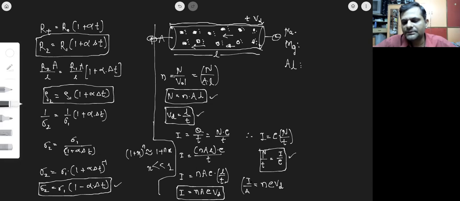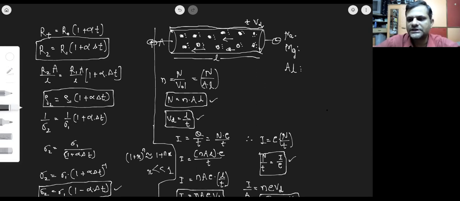And now if we just replace this I upon A by J, which is called the current density, then we can just be able to get that J is going to be equal to N E Vd, which is again a new formula here, which is a relationship between the drift velocity and current density actually. So here, these are the number of formulae which we have already derived here, which are very important. Okay, all these formulae are very important in this case.